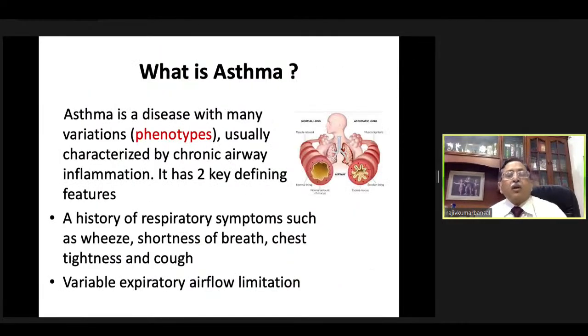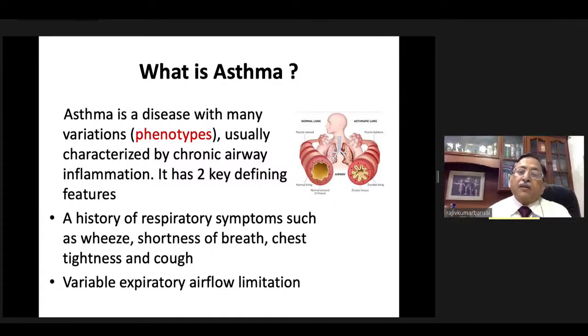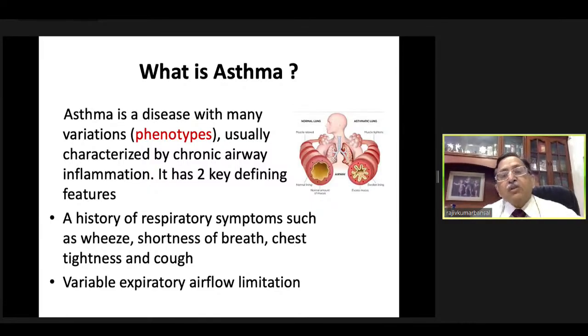Asthma, as we all know, is a disease with many variations, the phenotypes, usually characterized by chronic airway inflammation. And that has two key defining features: a history of respiratory symptoms such as wheeze, shortness of breath, chest tightness and cough, and a variable expiratory airflow limitation. You need to see in this definition the phenotypes. So asthma has various phenotypes, and the treatment depends on the phenotypes that characterize asthma. The other thing is it's a chronic airway inflammation.